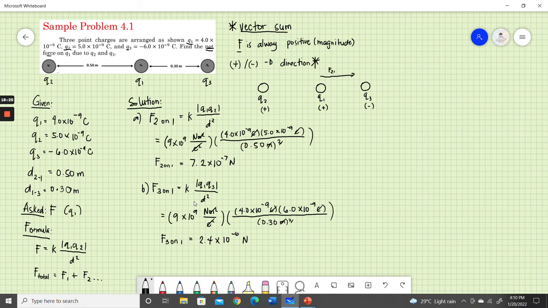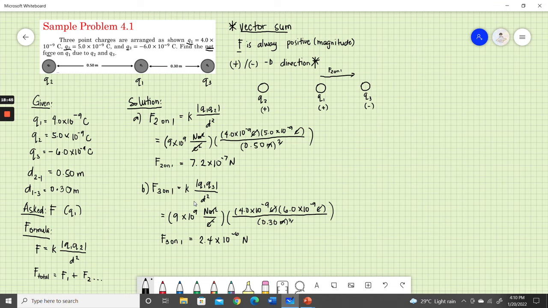Why is it going in this direction? Again, because Q2 wants to push away Q1. If the direction were this way, Q2 would basically be pulling Q1 towards itself, and it doesn't want to do that because they have the same sign. Same signs repel. So F2 on 1 is going in this direction.